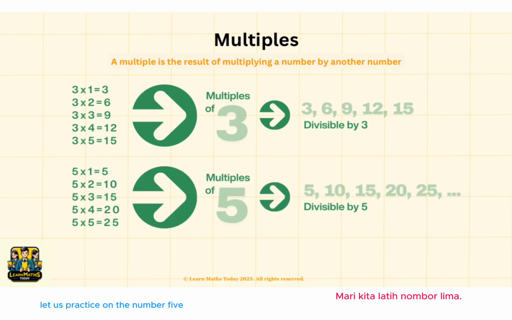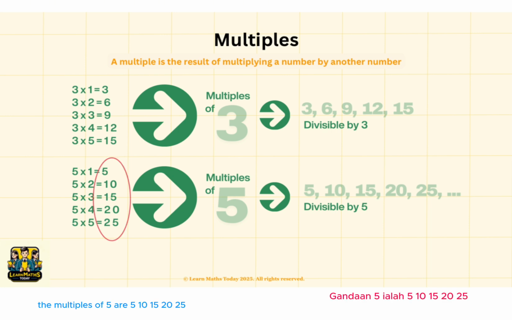Let us practice on the number 5. 5 times 1 equals 5. 5 times 2 equals 10. 5 times 3 equals 15. 5 times 4 equals 20. 5 times 5 equals 25.